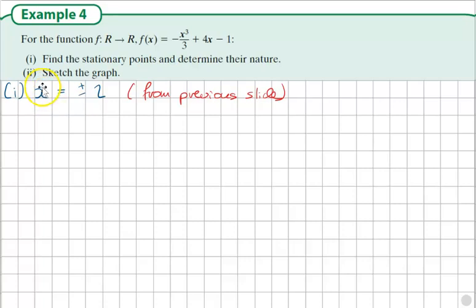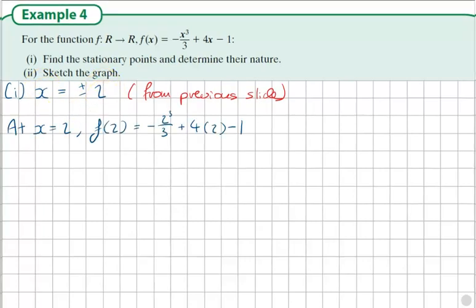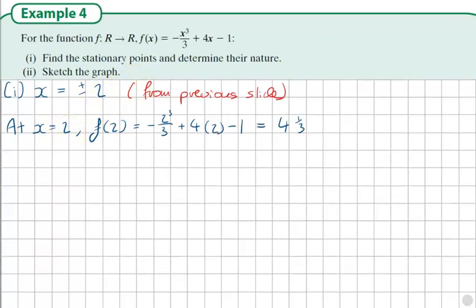So again, we worked out x is equal to plus or minus 2. That was in the previous slide. So at x is equal to 2, f of 2 is going to be minus 2 cubed over 3 plus 4 times 2 minus 1. So we're subbing 2 into the original function now. We're not subbing into the derivative or the second derivative. We're subbing into the original function. So we sub in x is equal to 2. And that gives us 4 and a third.